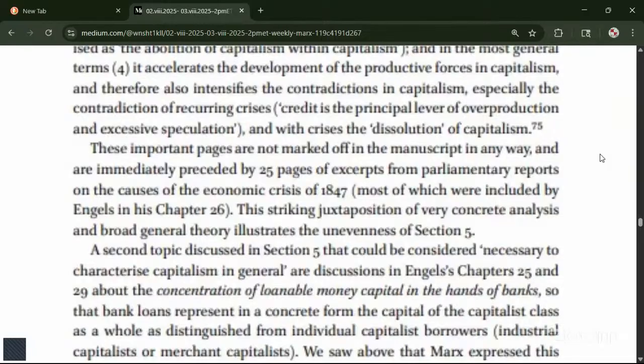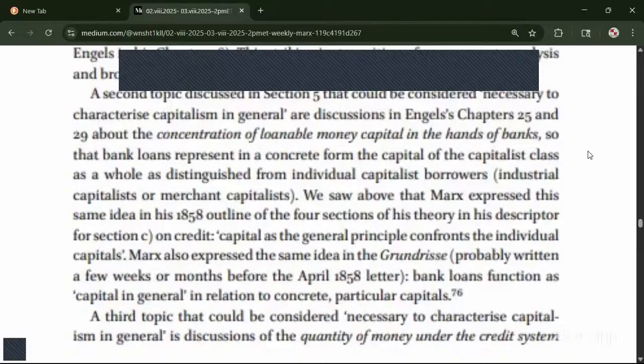A second topic, back to the text, a second topic discussed in Section 5 that could be considered necessary to characterize capitalism in general are discussions in Engels's chapter 25 and 29 about the concentration of loanable money capital in the hands of banks, so that bank loans represent in a concrete form the capital of the capitalist class as a whole, as distinguished from individual capitalist borrowers, that is, industrial capitalists or merchant capitalists.